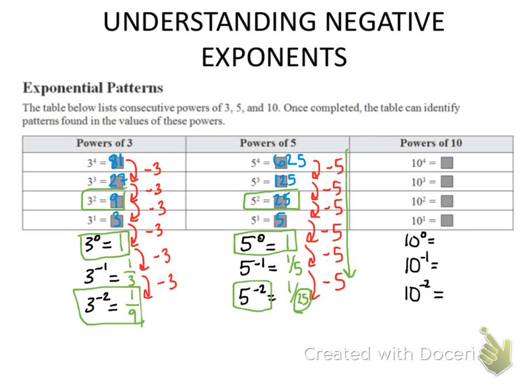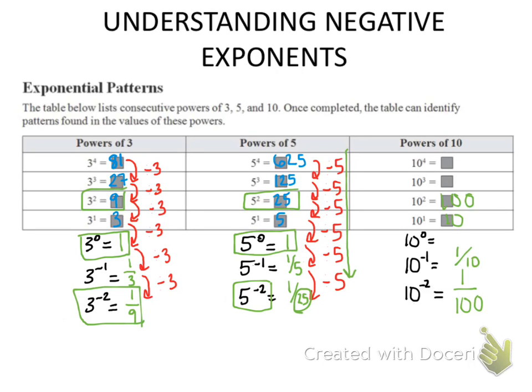So I want you to try to take a guess here. What do you think 10 to the negative 2 is going to be? It's going to be 1 over, right? Because that's what everything else has looked like. And what is 10 squared? 10 squared is 100. So it's 1 over 100. What would be 10 to the negative 1? 1 over 10, because 10 to the first power is 10.